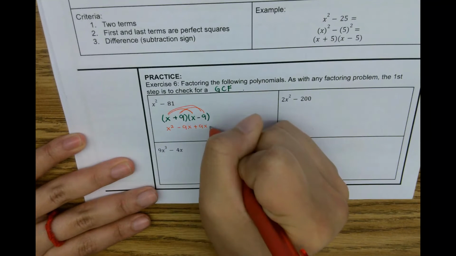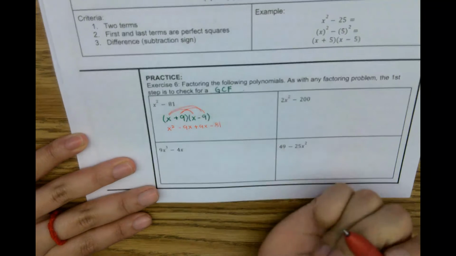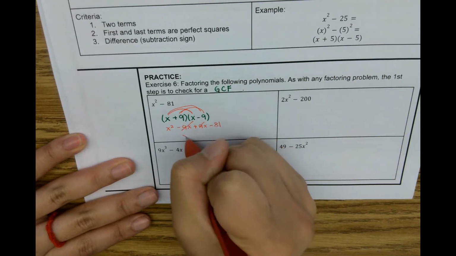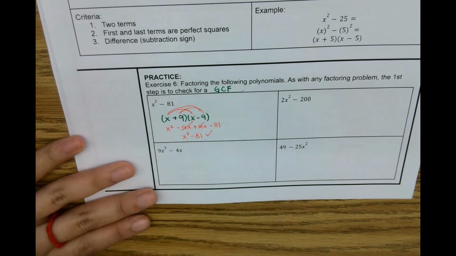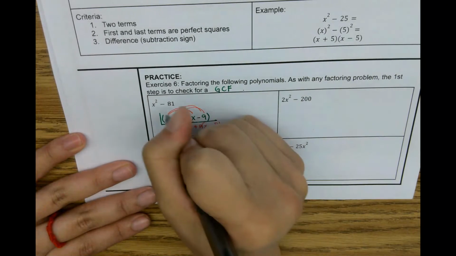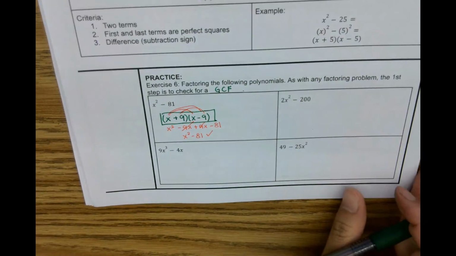Negative 9 times 9, negative 81. These cancel out, leaving me with x squared minus 81. Does it match the original? Yes, it does. So that means I did it correctly. Okay. Let's do the next one here.